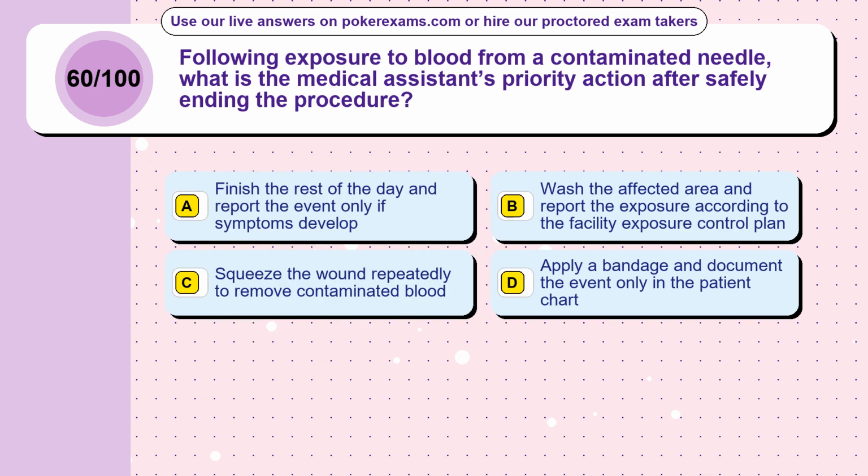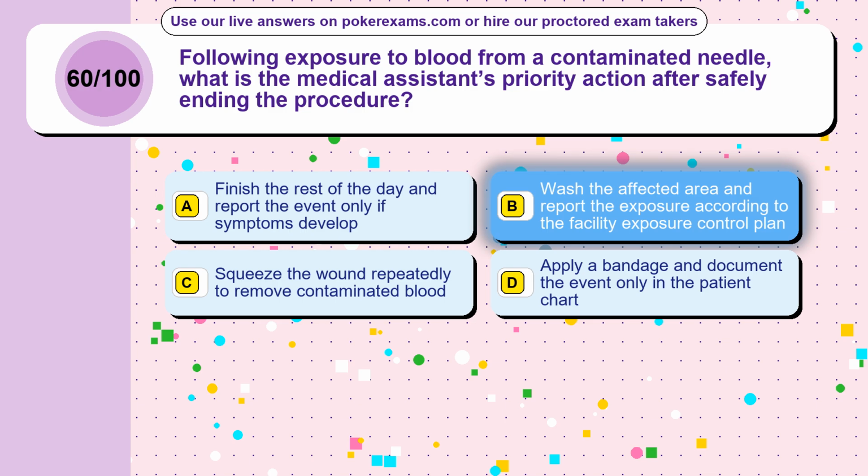Question 60. Following exposure to blood from a contaminated needle, what is the medical assistant's priority action after safely ending the procedure? Option A. Finish the rest of the day and report the event only if symptoms develop. Option B. Wash the affected area and report the exposure according to the facility exposure control plan. Option C. Squeeze the wound repeatedly to remove contaminated blood. Option D. Apply a bandage and document the event only in the patient chart.